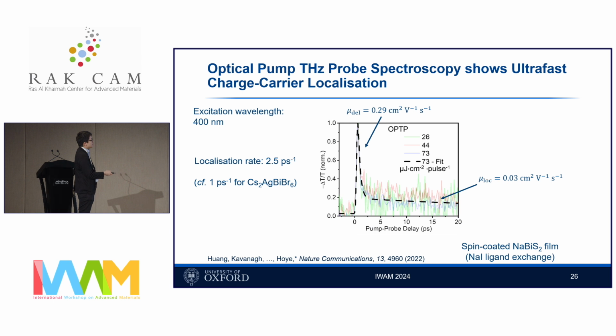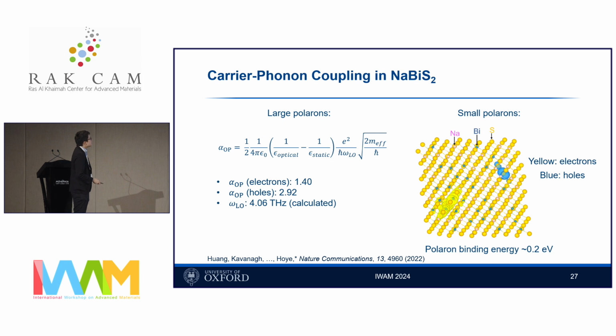And you can see that after carrier localization, mobility drops by an order of magnitude to 0.03 centimeters squared per volt second. So we want to understand why this will happen. And carrier localization happens due to coupling to phonons. And that can be either forming large polarons, or small polarons.